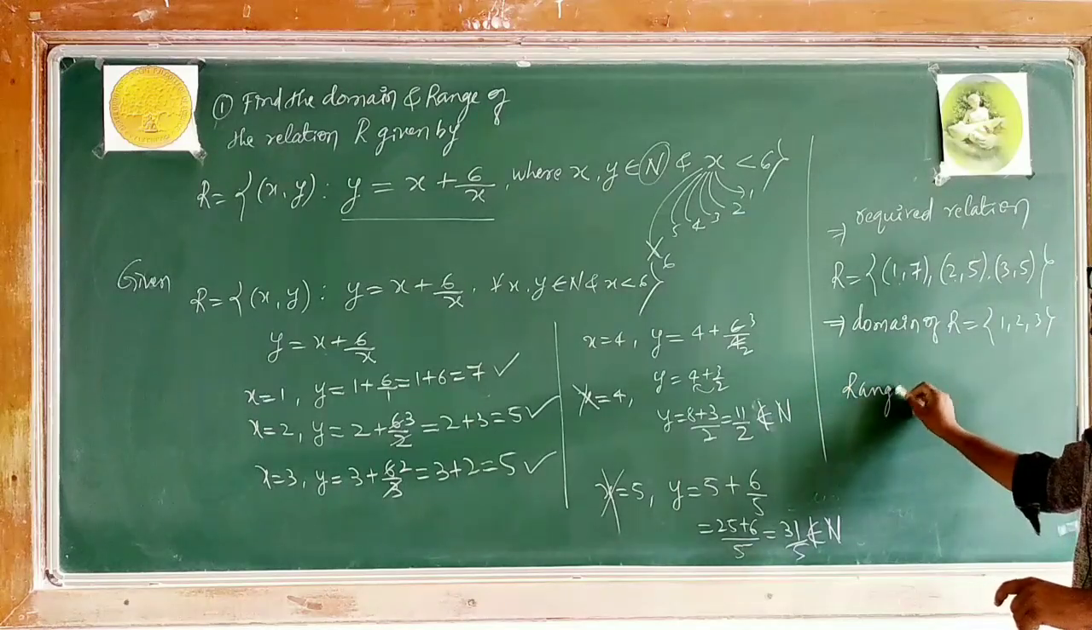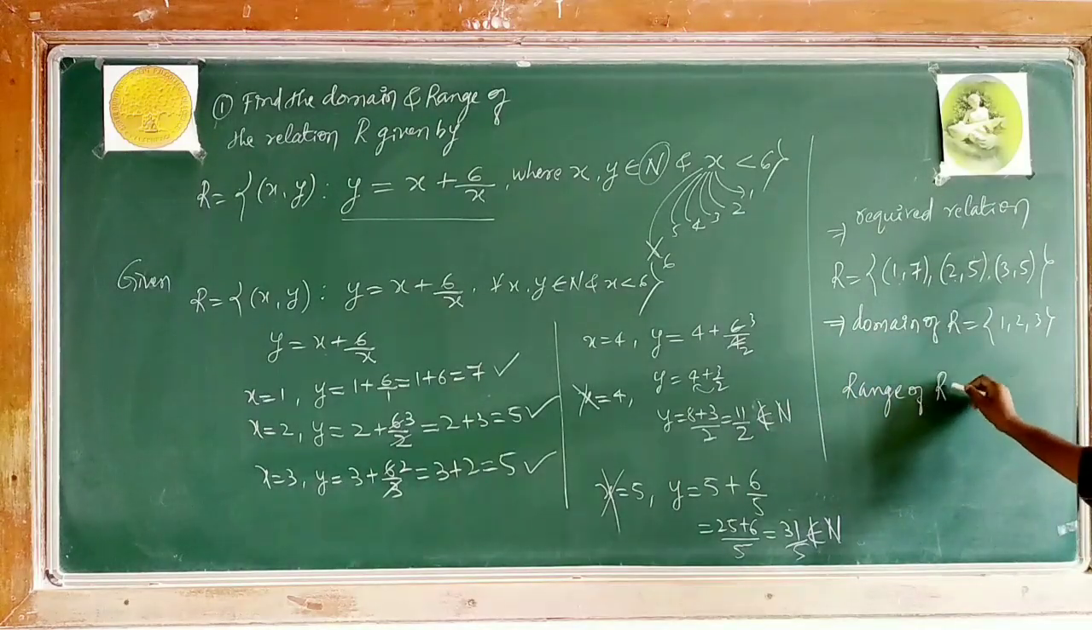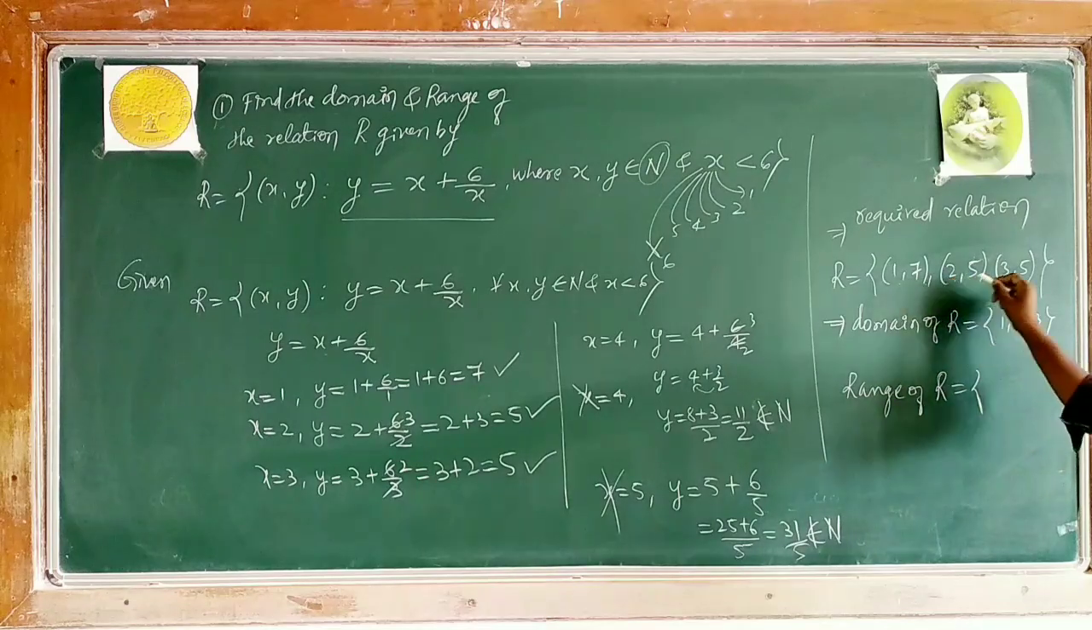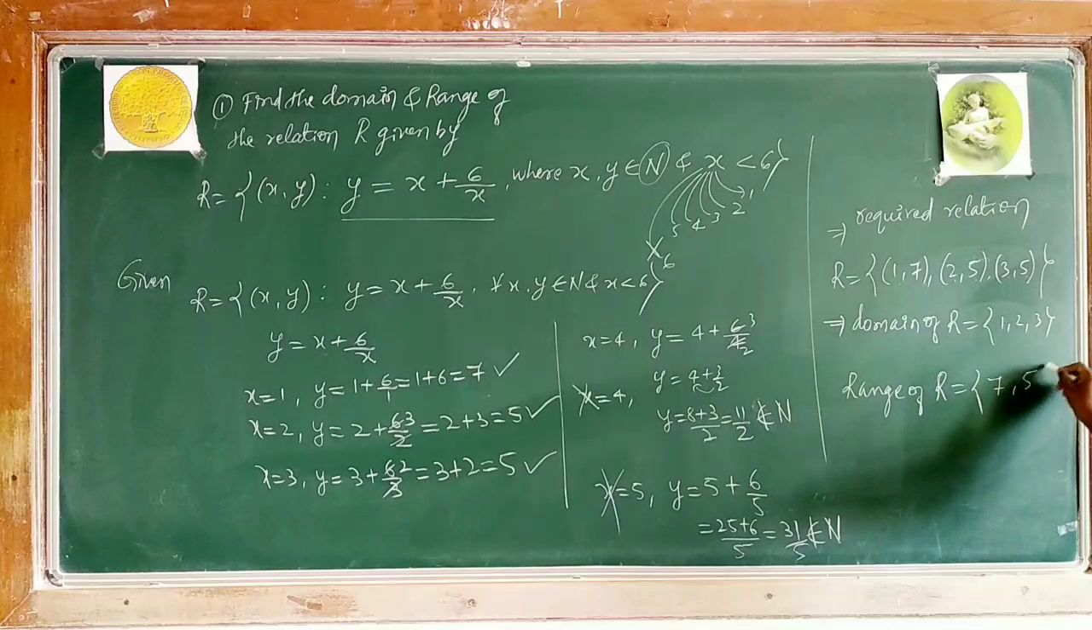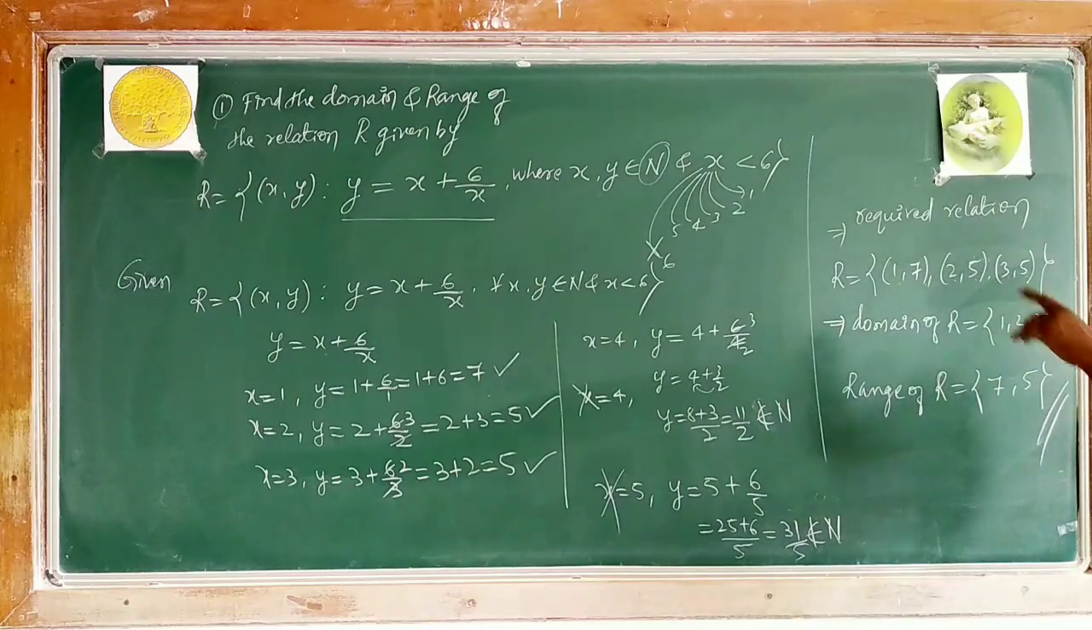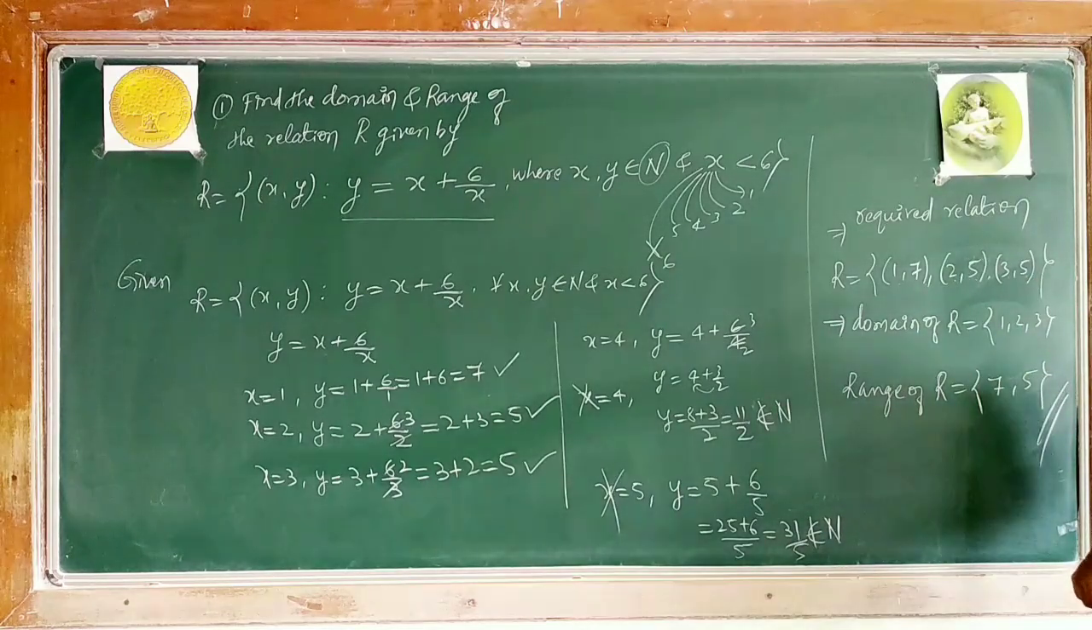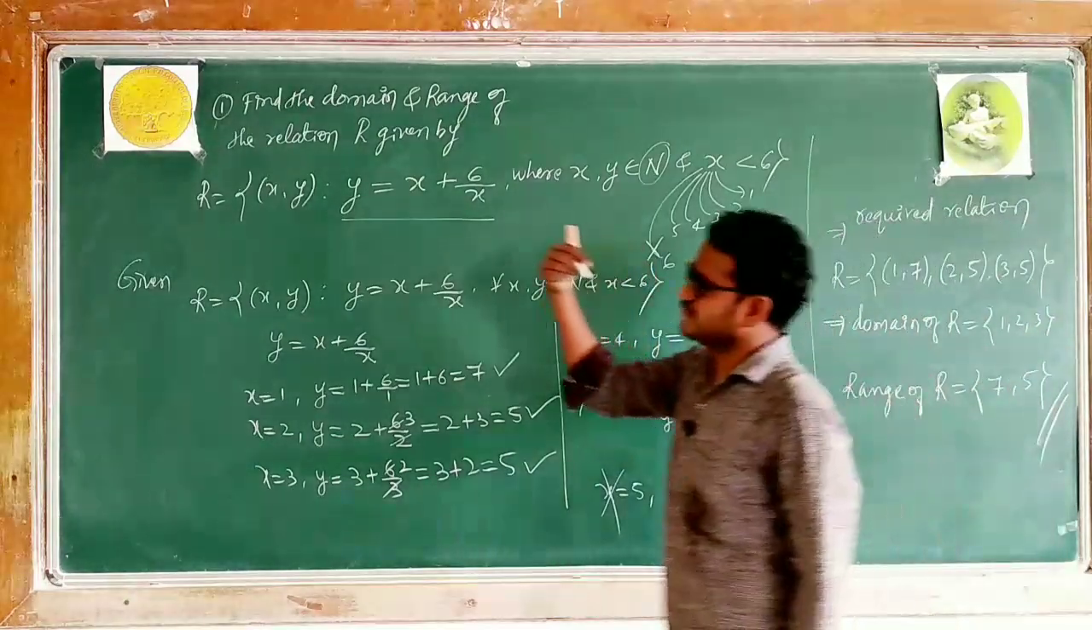What is the range? Range of R is the second elements 7, 5, 5. 5 is repeated, but I am considering 7, 5. This is the required domain and required range of the given relation.